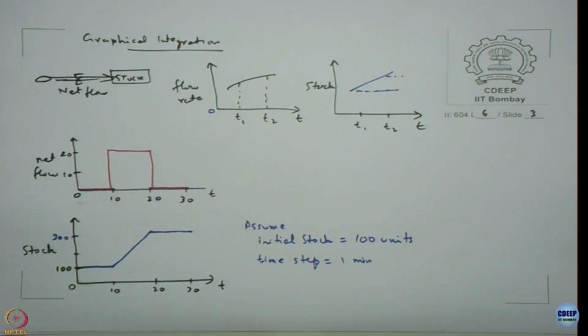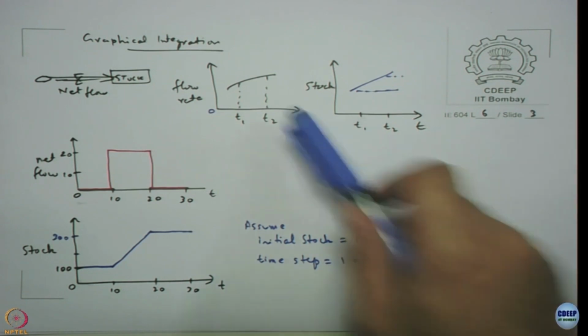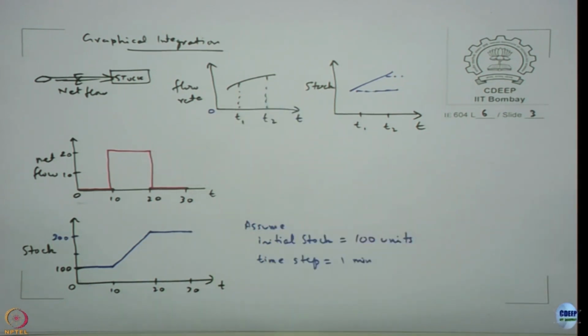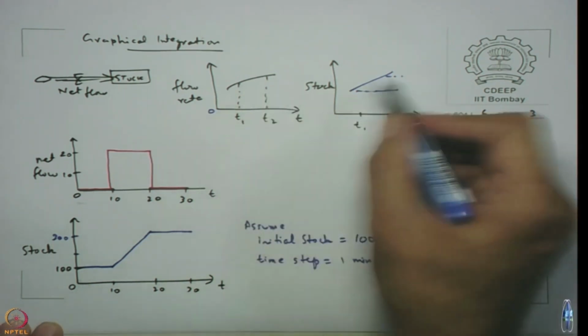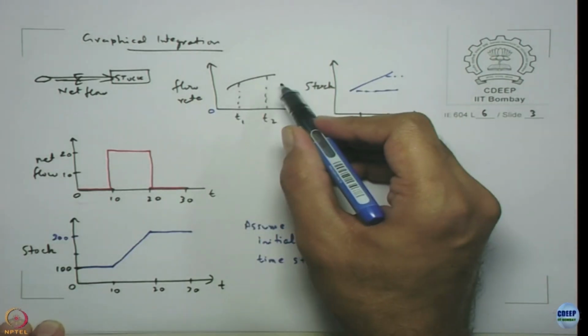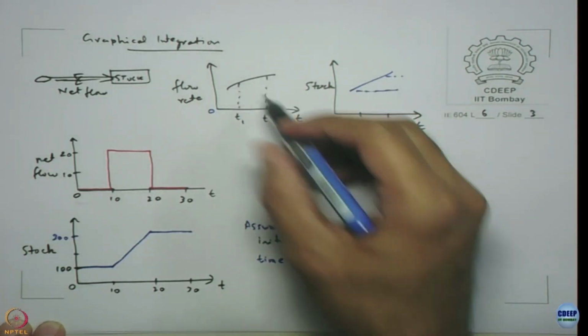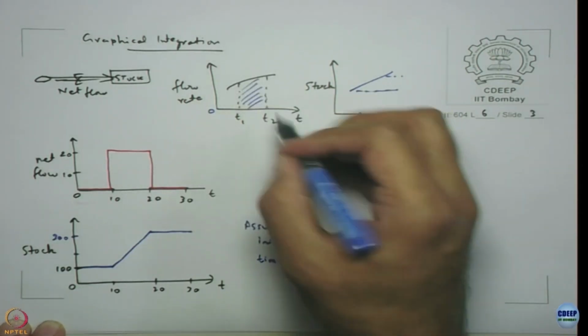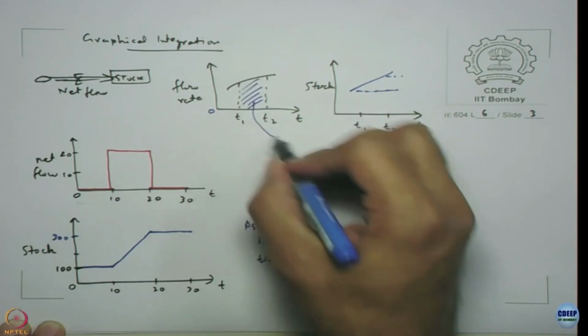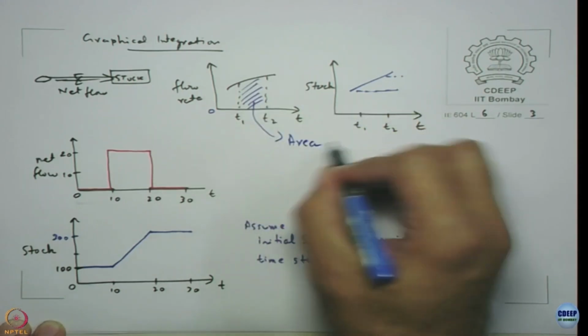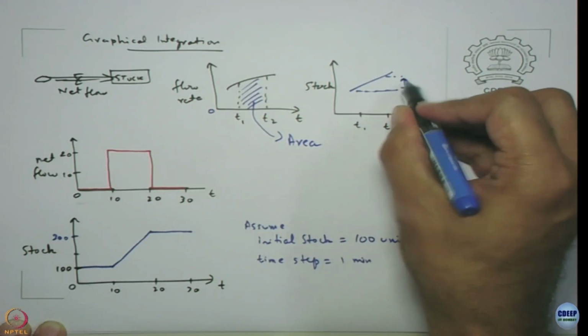Now coming back to the figure here. What happens is, as the flow changes over time from time t1 to t2, this area will be equal to this change.